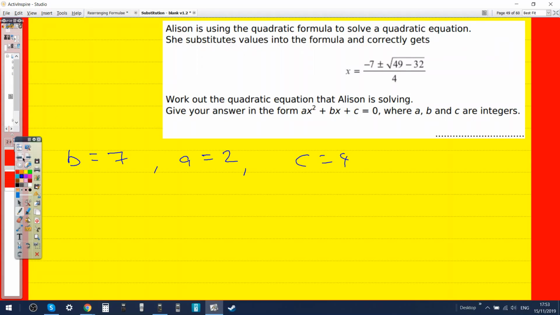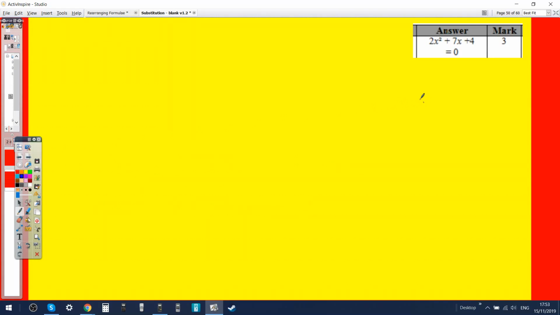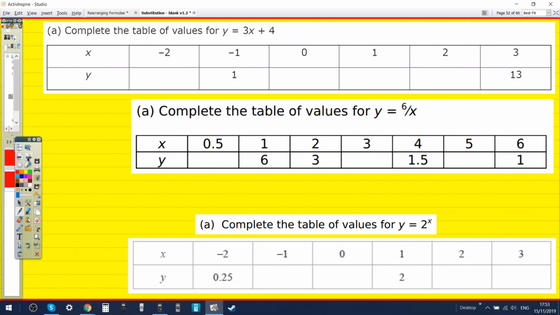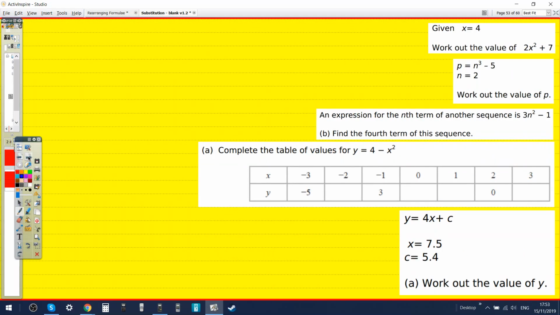Oh, so we had to then say what was the original thing. Okay. So 2x squared plus 7x plus 4. Yeah. So that's 4. Then we have a mix of questions. I think you're fine for these.